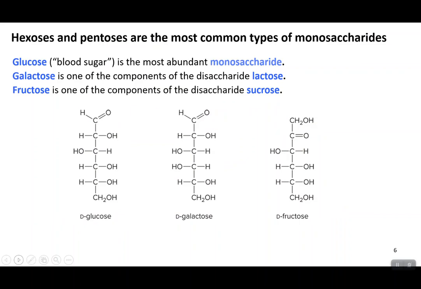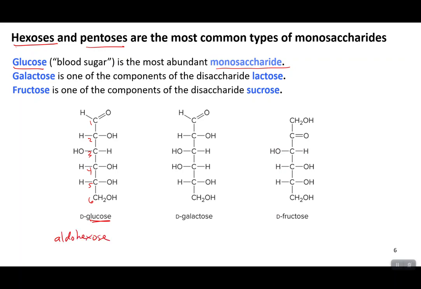Here are some examples of the most common types of monosaccharides. We're going to see that hexoses and pentoses, meaning carbohydrates that contain either 6 carbons or 5 carbons, are going to be the most common types of monosaccharides. Some examples are glucose, which is a monosaccharide. This is the one that we call blood sugar, and it's shown here. This is the one that is most commonly present in your blood or in high abundance in your blood. And you'll notice that it has 1, 2, 3, 4, 5, 6 carbons, and it is therefore an aldohexose.